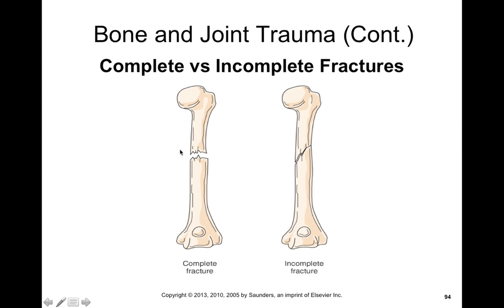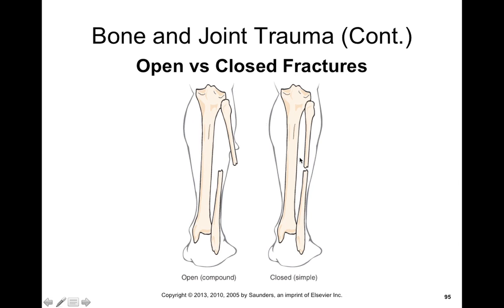Now, this is showing a complete fracture versus an incomplete fracture, because these parts of the bones are still connected. And this is an open fracture versus a closed fracture, also called compound versus simple. If it's a compound fracture, we call that open. That's where the bone has actually penetrated through the skin. And if it's a closed fracture, we call that simple. That's where the ends of the bone are fractured, but the skin barrier is not compromised. Obviously, an open or compound fracture is going to put you at a higher risk for infection.